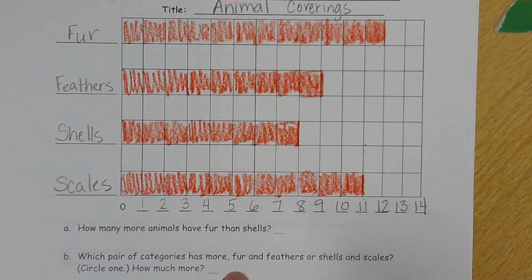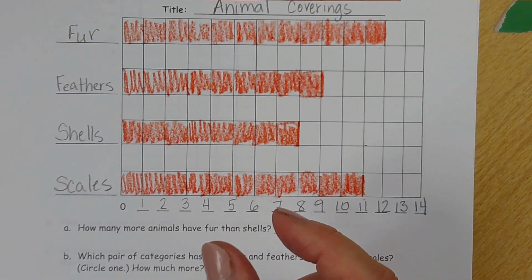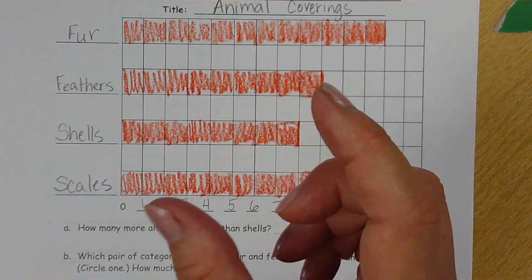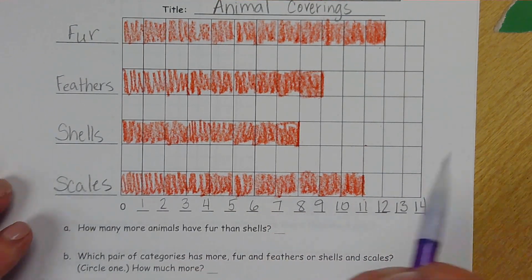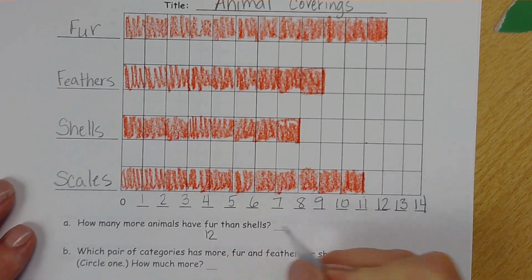How many more animals have fur than shells? We need 2 pieces of information. We need to know how many animals have fur, how many animals have shells, and then we compare those 2 numbers. We need to know the difference, okay? Whether they're asking you how many more or how many fewer, we're trying to find out the difference between the 2 numbers. So animals that have fur, that's 12.